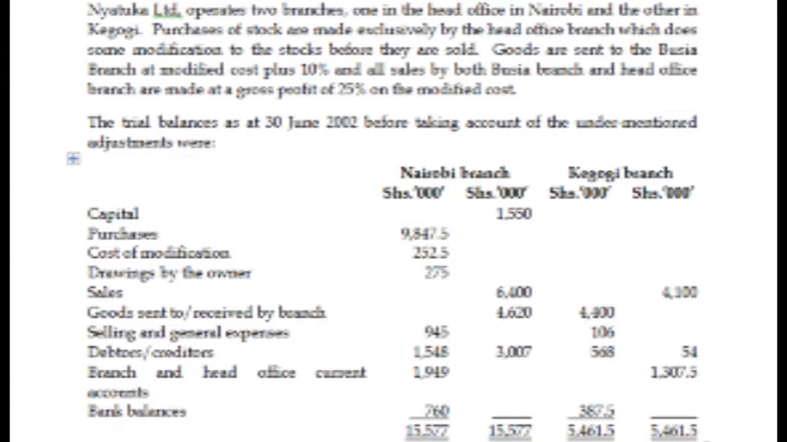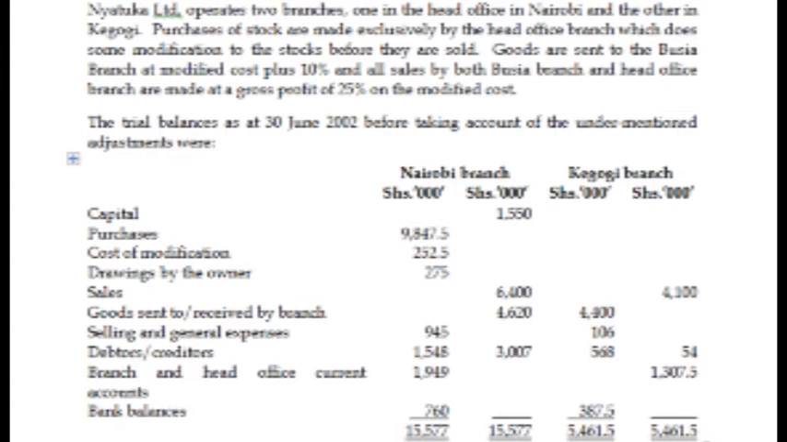The trial balances as of 30 June 2015, before taking account of the undermentioned adjustments, were Nairobi branch and Busia branch. In this question, we are saying Nyatuka Enterprises operates 2 branches, one in the head office in Nairobi and another in Kegogi. Purchases of stock are made exclusively by the head office branch, which does some modification to the stocks before they are sold.